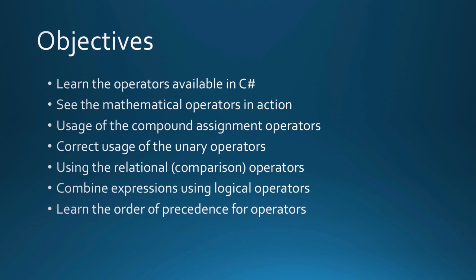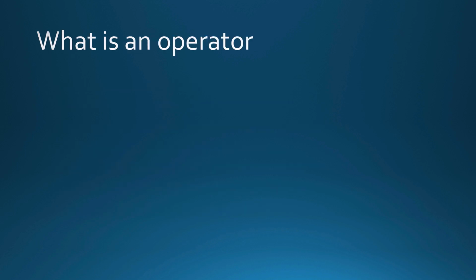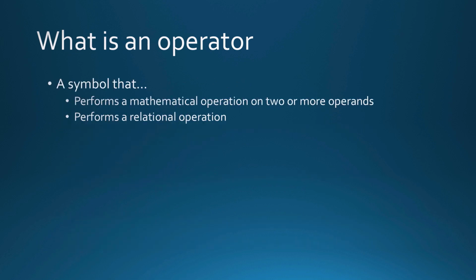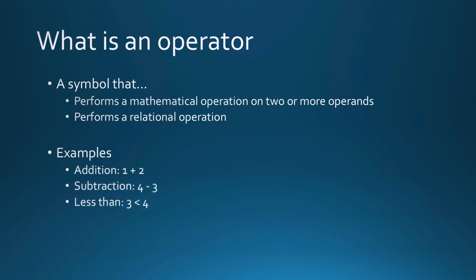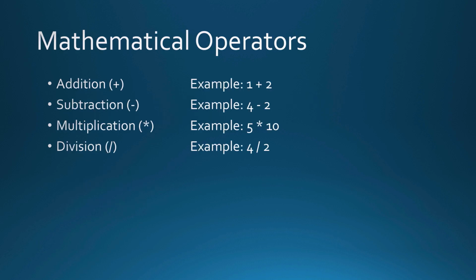all of these operators. In computer programming, an operator is simply a symbol that performs a mathematical operation on two or more operands, or performs some sort of relational operation. So examples would be addition, 1 plus 2, subtraction, 4 minus 3, or less than, 3 less than 4. We have all the standard mathematical operators: addition, subtraction, multiplication, and division.